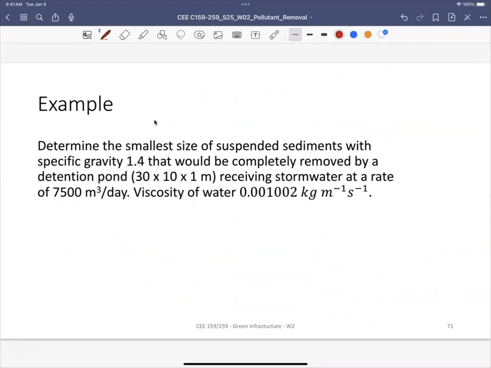Another question is, if you think of it the other way, if you know the removal rate, then you will be able to calculate the size of the particle that can be removed completely. The question here is: determine the smallest size of suspended sediment with a specific gravity of 1.4 that would be completely removed by the detention pond, which is the same case as before. Smallest size completely removed means the removal is 100%. That means the settling velocity divided by the overflow rate is 1, meaning 100% of particles are removed. So the overflow rate is the same as the settling velocity. Then you can solve for the unknown size.